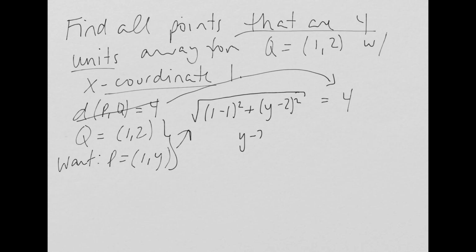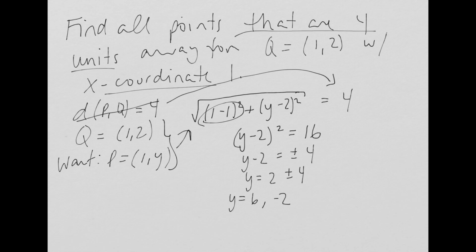So I get (y minus 2) squared is 16. Again, this went to 0. Take the square root of both sides. So I get y minus 2 is plus or minus 4. And then finally add 2. So I get y is 2 plus or minus 4. So y is 6 or y is negative 2. So to answer the question, all the points that are 4 units away from Q equals (1, 2) with x coordinate 1, there are two of them. We'll say P1 is (1, 6) and P2 is (1, negative 2).